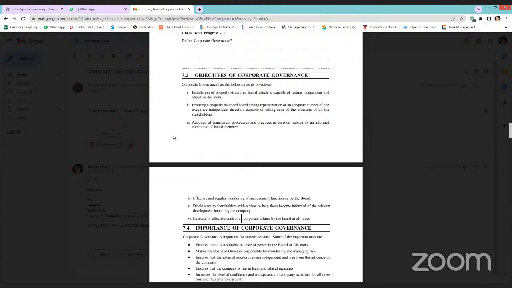The next one is adoption of transparent procedures and practices in decision making by an informed committee of the board of directors.